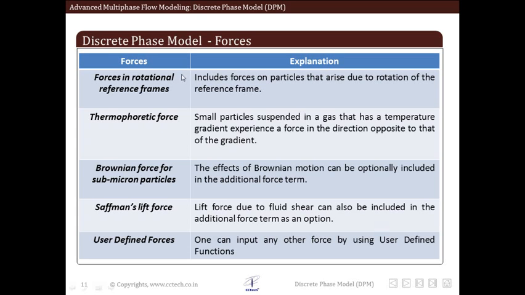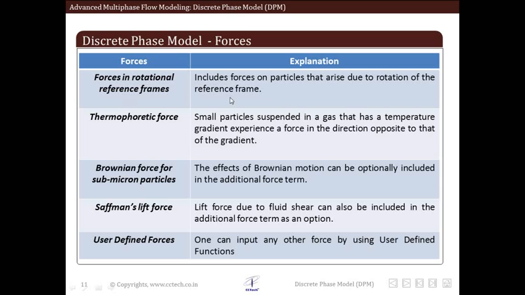Then forces in rotational reference frames also exist, but they exist only in case there is rotation of the reference frame. This arises only when we have a rotational reference frame or rotational flow. Whenever we have small particles suspended in a gas that has a temperature gradient, these small particles experience a force in the direction opposite to that of the temperature gradient. This particular phenomenon gives rise to a force called the thermophoretic force, which can be modeled using the discrete phase model.